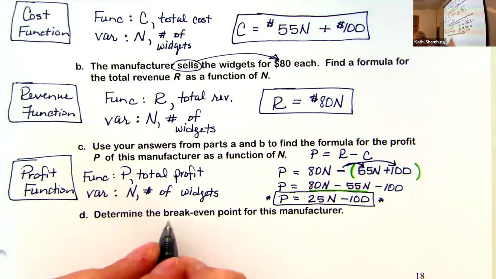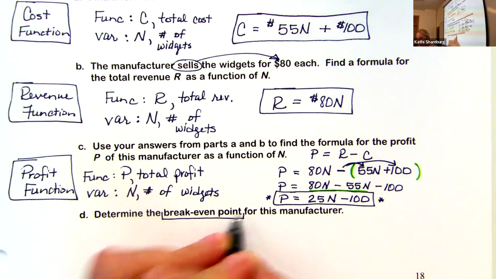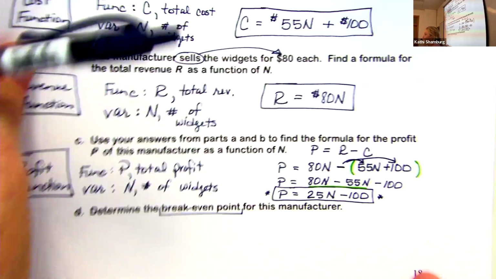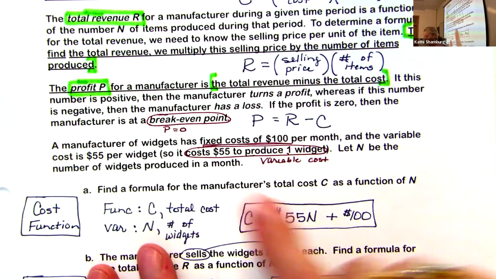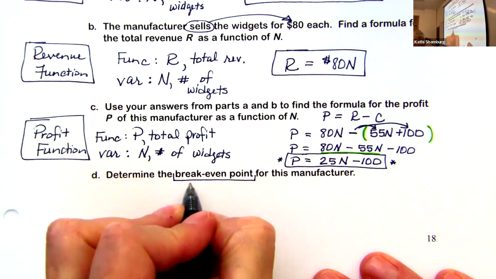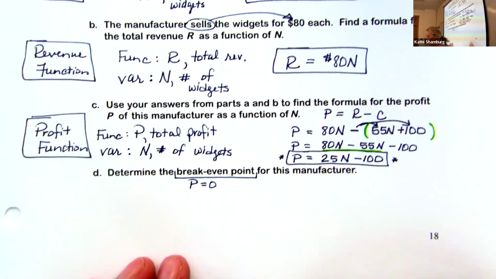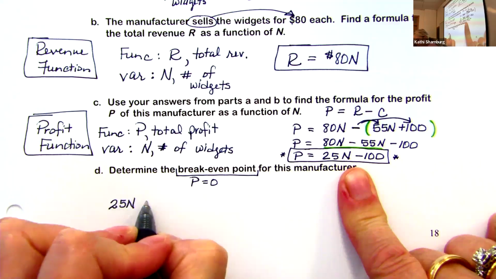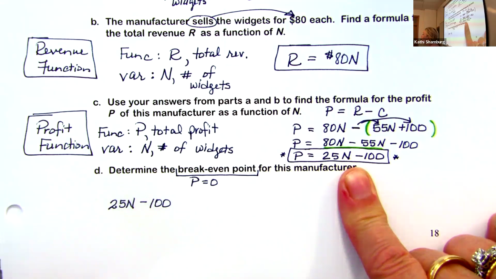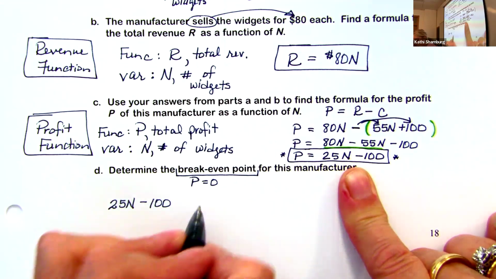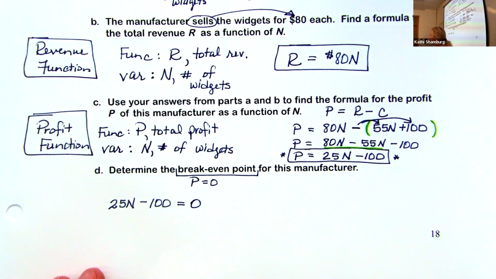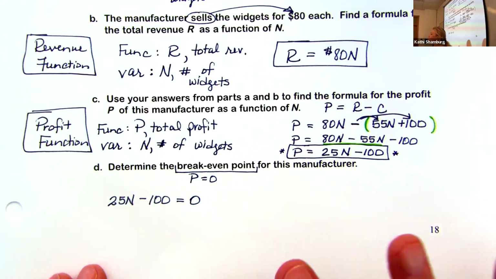All right, this says determine the break-even point. Well, we talked about above what happens at the break-even point. Profit is equal to 0. So the break-even point is when your profit is equal to 0. So I'm going to take my profit function, 25N minus 100, and set it equal to 0. And now we're going to solve this equation for N.